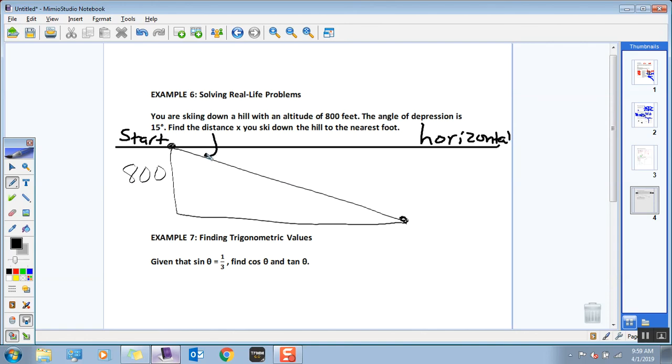15. So this angle is 15 degrees, isn't it? All agreed? So the question becomes, kids, find the distance x that you ski down the hill to the nearest foot. You're looking for a hypotenuse here.